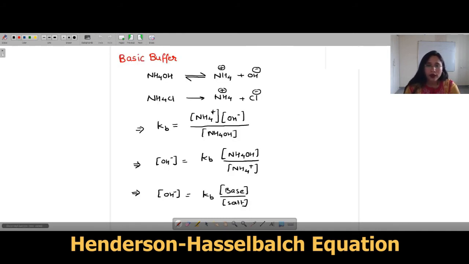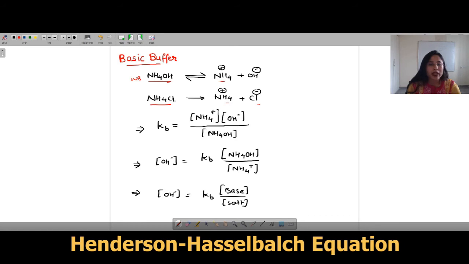Alright, now moving to the next part, that is the basic buffer. So we have taken a weak base and a salt of the weak base. Ammonium hydroxide will dissociate into ammonium and OH minus ion, and ammonium chloride will dissociate into ammonium and Cl minus ion. At the same moment, we will have ammonium and ammonium hydroxide concentrations in equal amounts.